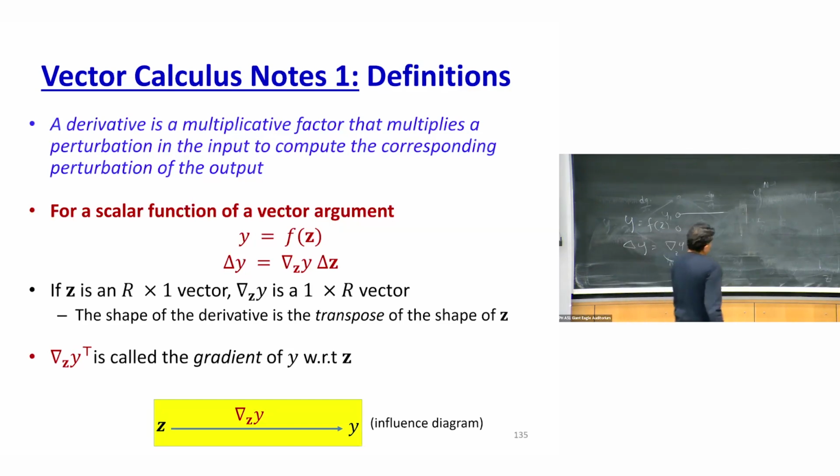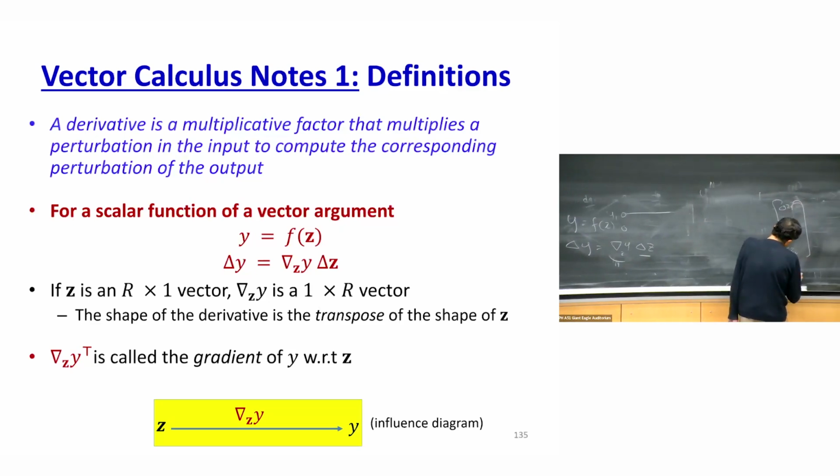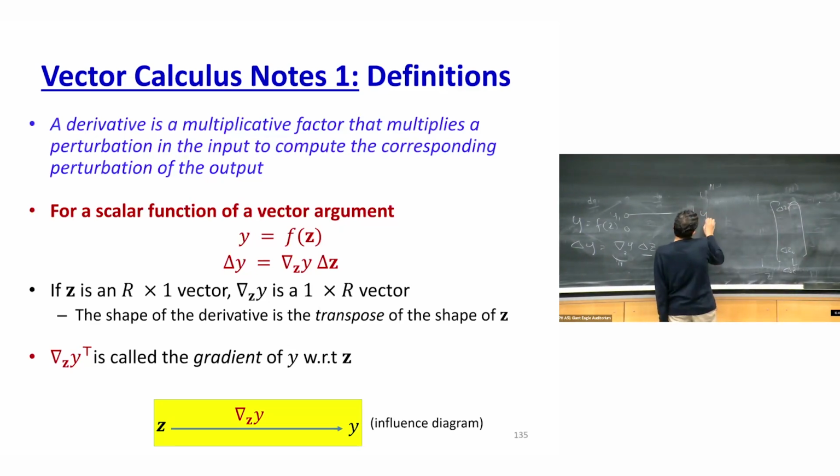So delta z is going to look like so, right? Delta z1, delta zn. This is delta z. If y is a scalar, then delta y is going to be a row vector times this delta z. If y is a vector, what is this intermediate term going to be? Is it square? It's going to be a matrix. It's going to be an m cross n matrix.